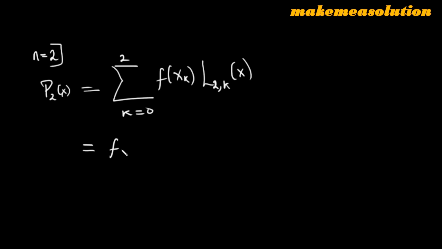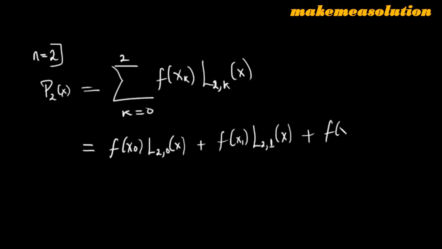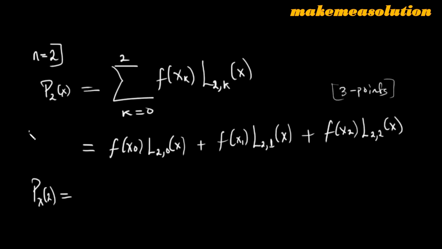So this will give me f of x naught, then we might have my L2 naught of x. Then plus when k is 1, f of x1, my L2 1 of x. And finally, when k is 2, you have f of x2, you now have your L2 2 of x. So if you follow the same pattern, p of x2, you can now agree with me that since there are 3 expansions, that means this p of x2, this polynomial in order 2, is built from 3 points. So that's why we call it the n plus 1 point formula. If the order is n, then the number of points is what? N plus 1, which is 3 points. Is that okay? That's why they call it the n plus 1 point formula.